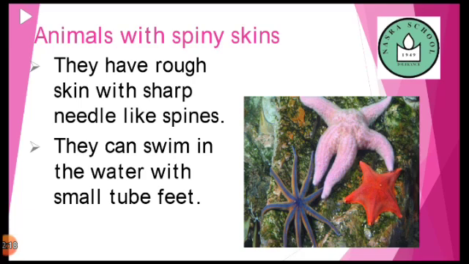Okay, invertebrates can be further divided into 5 more groups like animals with spiny skins, animals with shells, worms, animals with jointed legs and insects. Now let me explain animals with spiny skins. So animals with spiny skins, they have rough skin with sharp needle-like spines. They can swim in the water with small tube feet. You could even see the picture on the right side of these slides.